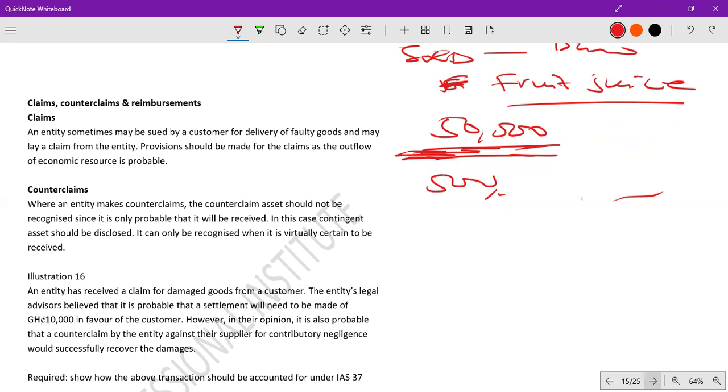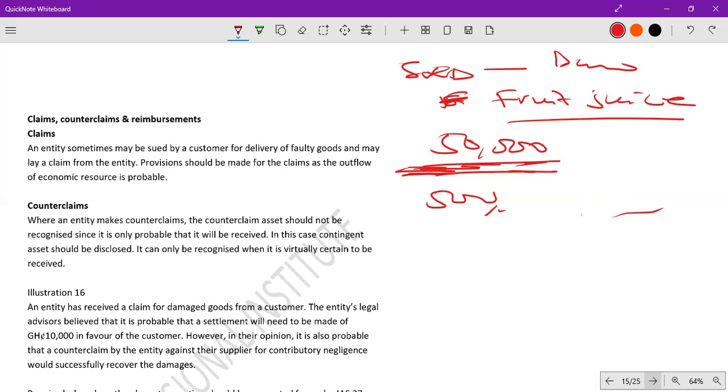What will be for a court case? The court case will be what? The most likely outcome. All right. The most likely outcome. So this is about counterclaim.